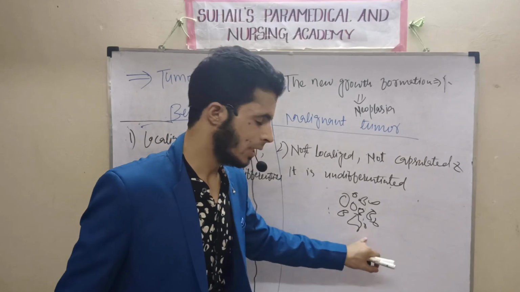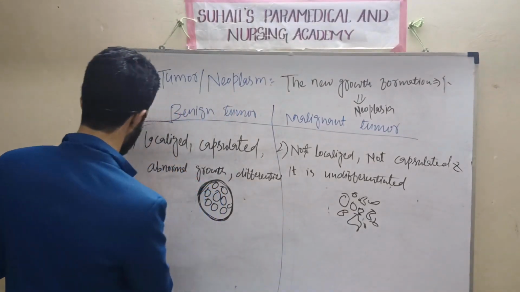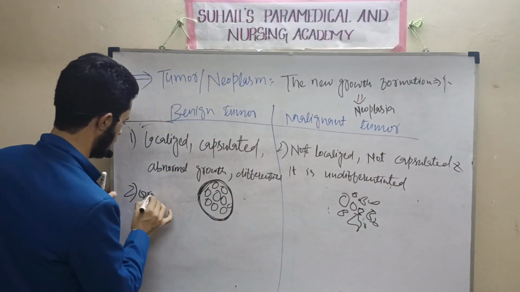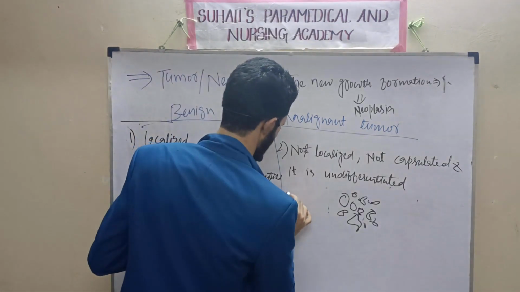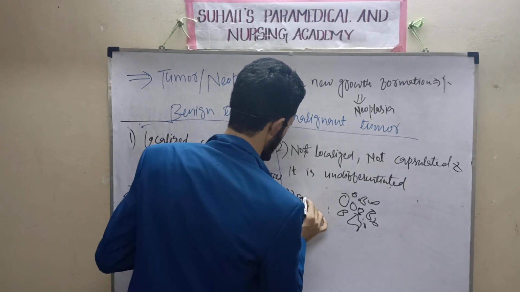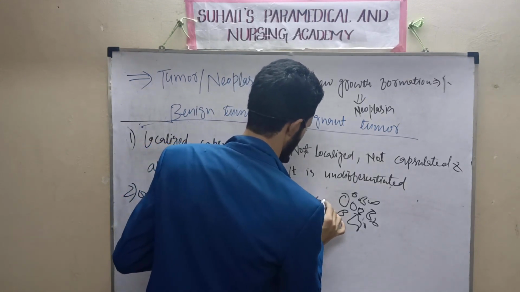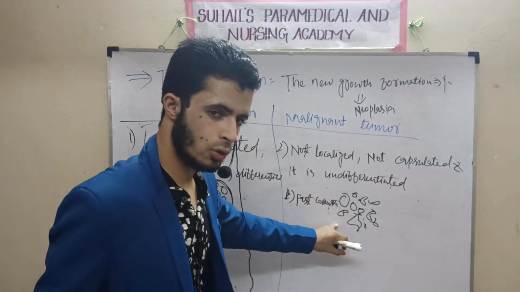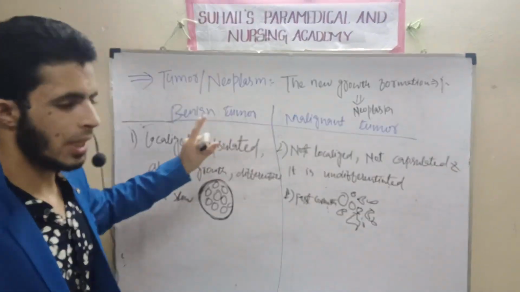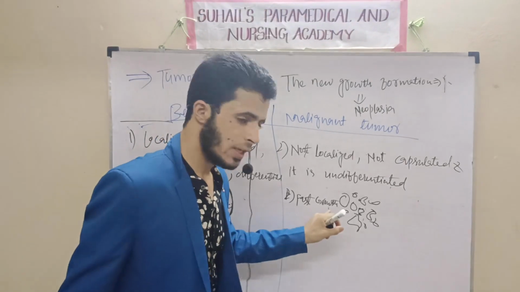And one more thing, here the growth will be slow, but here the growth will be very fast. You can write with me. There will be very slow growth in the case of a benign tumor, and very fast growth in a malignant tumor.